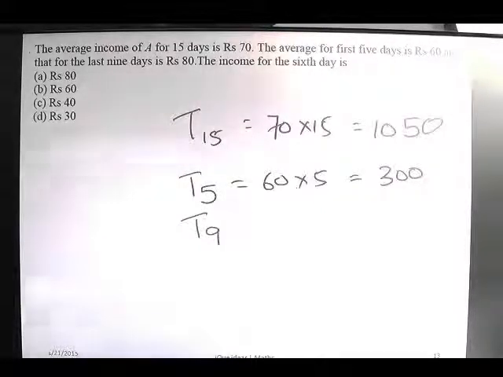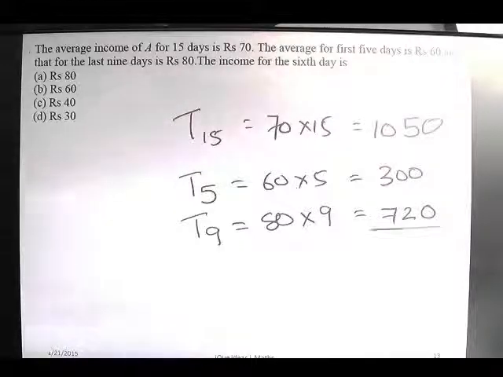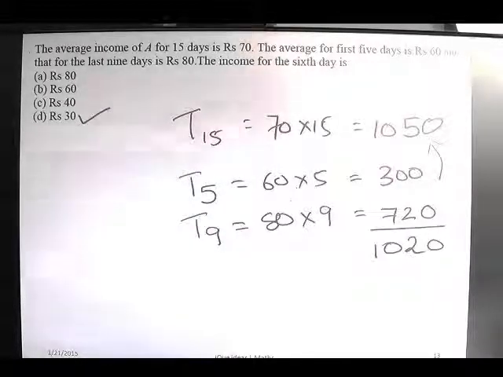Average for the last 9 days is 80. So the total for the last 9 days is equal to 720, which means for the 14 days, the first 5 and the last 9, my total income is 1020. I subtract 1020 from this and get the value for the missing day, which should be 30 rupees.